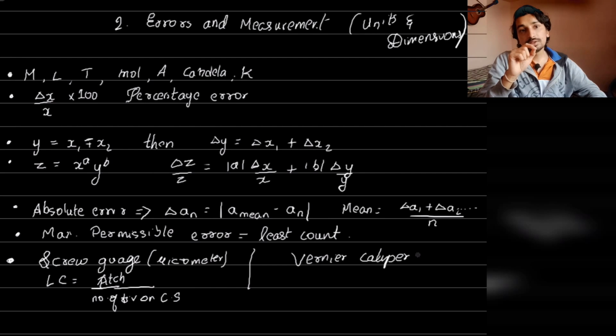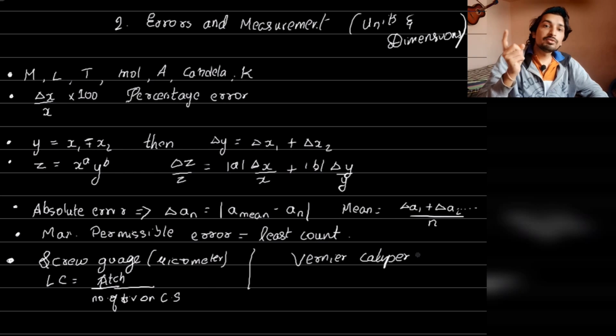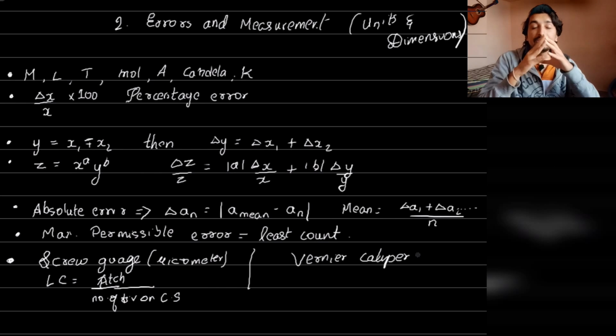So in your questions, they will give that in 2 complete rounds of the circular scale, it covers this much distance. So what will you do? You need to find how much distance it covers for 1 round. That is called pitch. So you need to be careful when you are finding out the pitch.